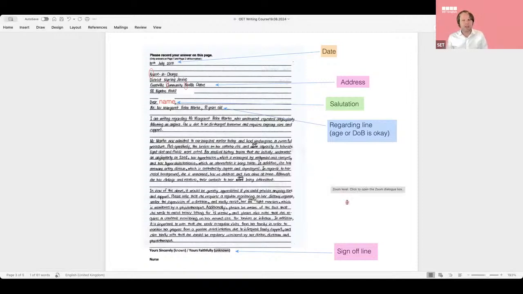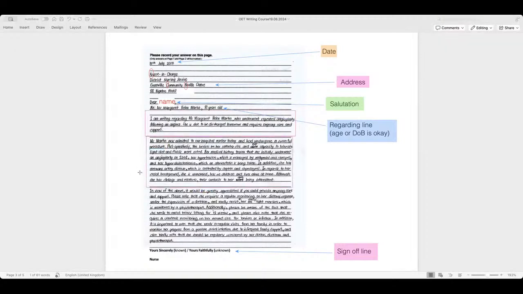Okay, fantastic. So this is the layout of the letter, but it's not the only thing. What do we call these, guys? Paragraphs. Yes, exactly. So we have the layout, but now let's talk about the paragraphs.